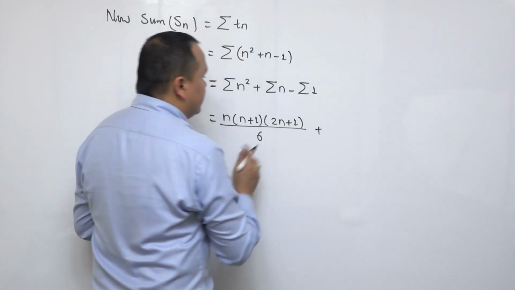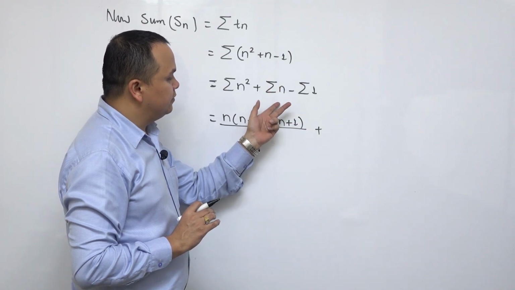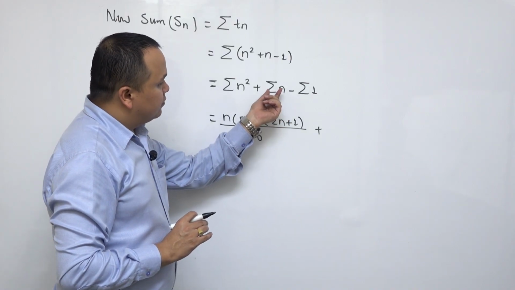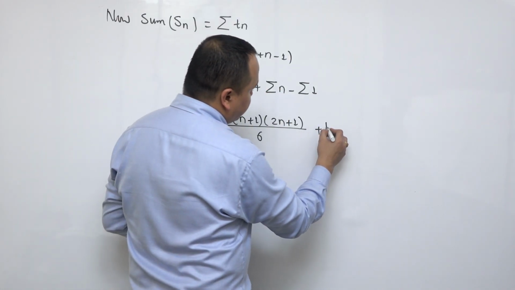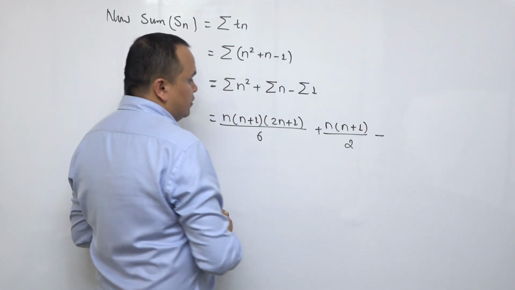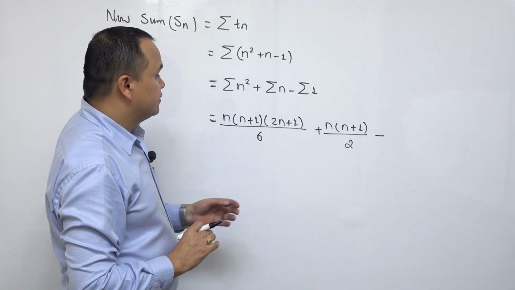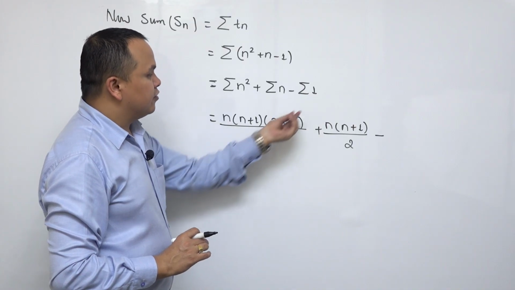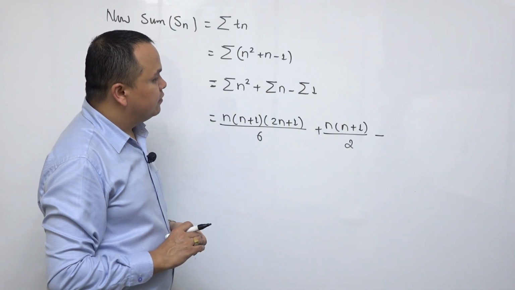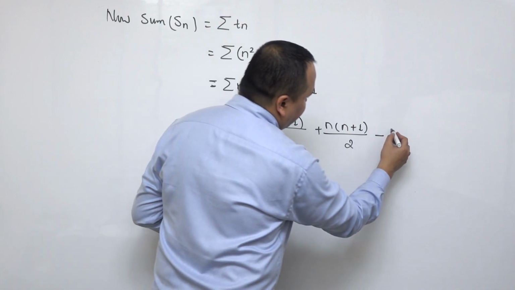Similarly, 1 plus 2 plus 3 plus ... we have the formula for the sum of first n natural numbers, n times n plus 1 divided by 2, minus the sum of 1 to n terms. If we take three 1s, then the sum is 3. If we take five 1s, then the sum is 5. If we take n 1s, then the sum is n.